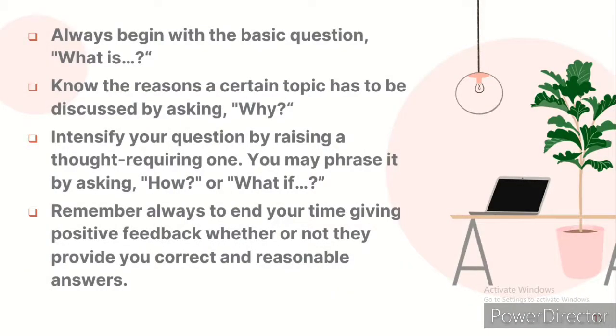Remember, always begin with the basic question, what is? Know the reasons. A certain topic has to be discussed by asking why. Intensify your question by raising a thought-requiring one. You may phrase it by asking how or what if. Remember always to end your time giving positive feedback, whether or not they provide you correct and reasonable answers.